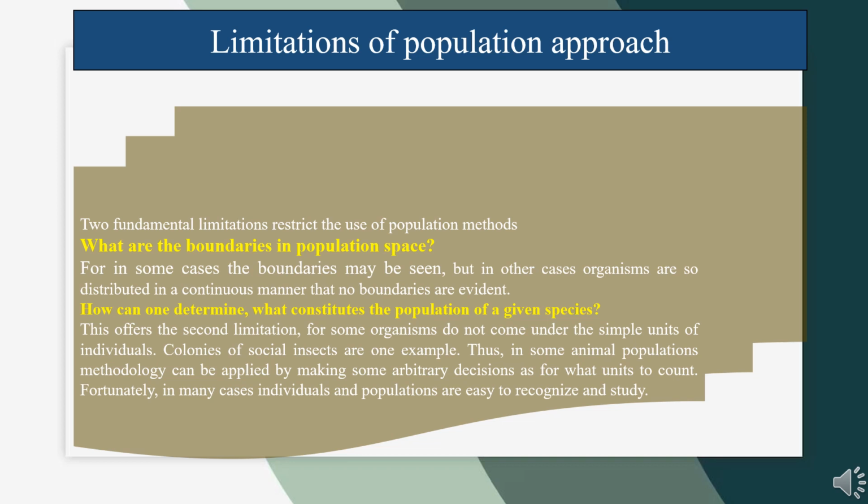Then, what are the limitations of the population approach? Two fundamental limitations restrict the use of population methods. One is, what are the boundaries of a population in space? In some cases, the boundaries may be seen, but in other cases, organisms are distributed in such a continuous manner that no boundaries are evident. Part of the definition of population includes the probability of genetic exchange between members of the same population, but no one is able to specify this probability in a rigorous manner.